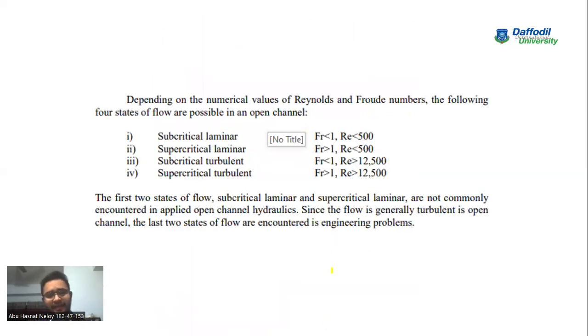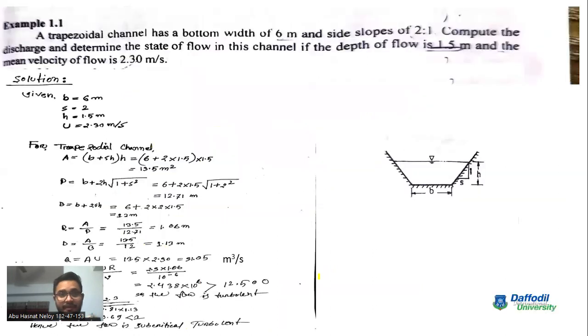So there is some theoretical discussion regarding Froude number and Reynolds number. We will discuss it after solving the mathematical problem. Now I switch to the mathematical problem regarding state of flow. Now I'm going to solve a mathematical problem regarding state of flow.